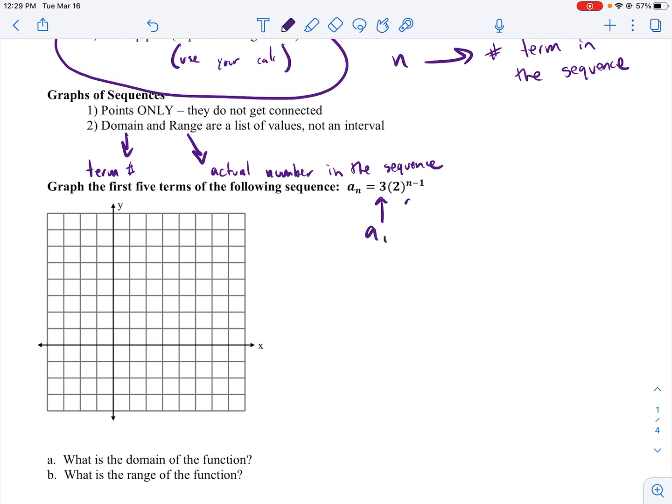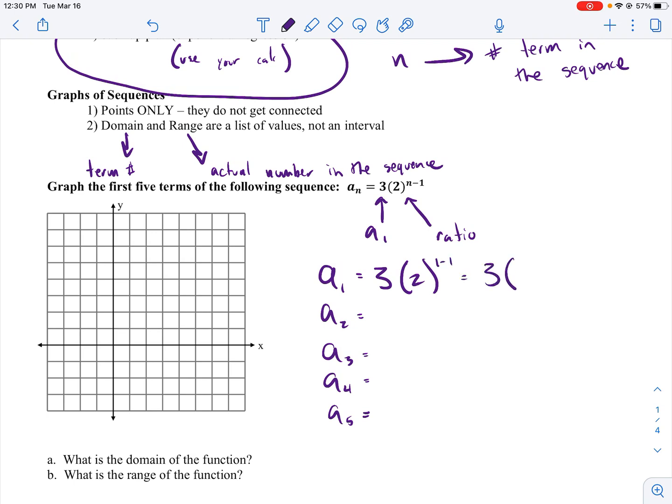A sub 1. And then that is our ratio, right? What we're multiplying by each time. Okay, so let's find our first 5 terms. Now we know the first one should be 3, but let's see if that's what we come up with. So I get 3 times 2 raised to the 1 minus 1, which is 3 times 2 raised to the 0, which is 3 times 1, which is 3, which I'm happy with.